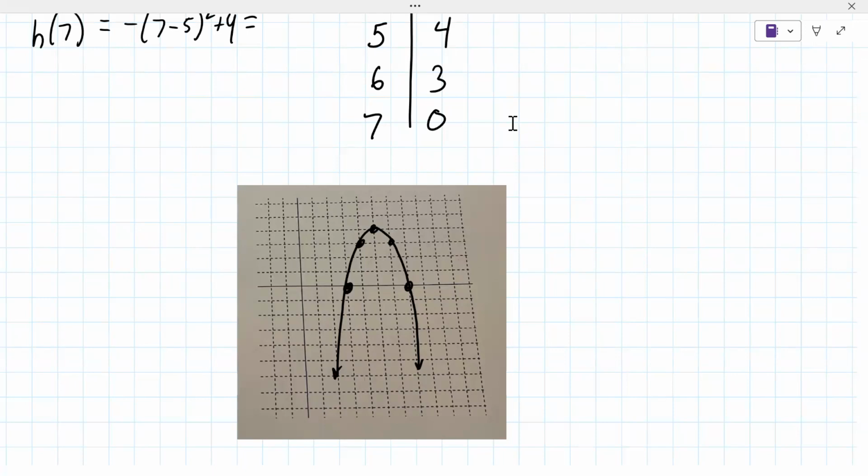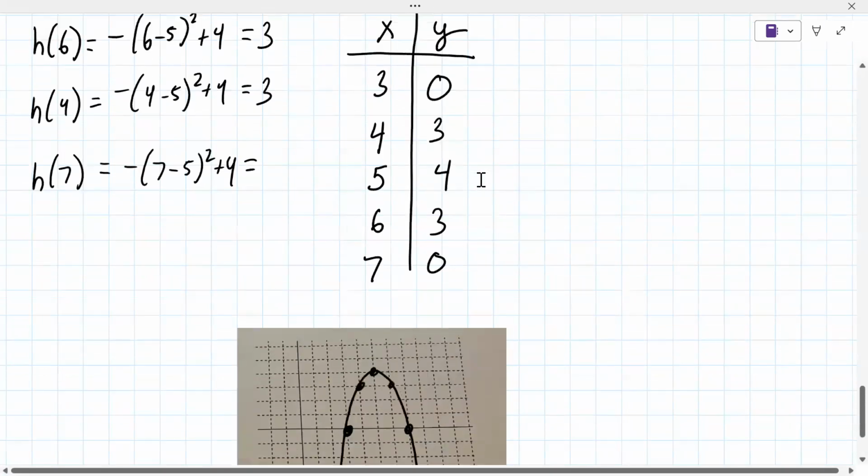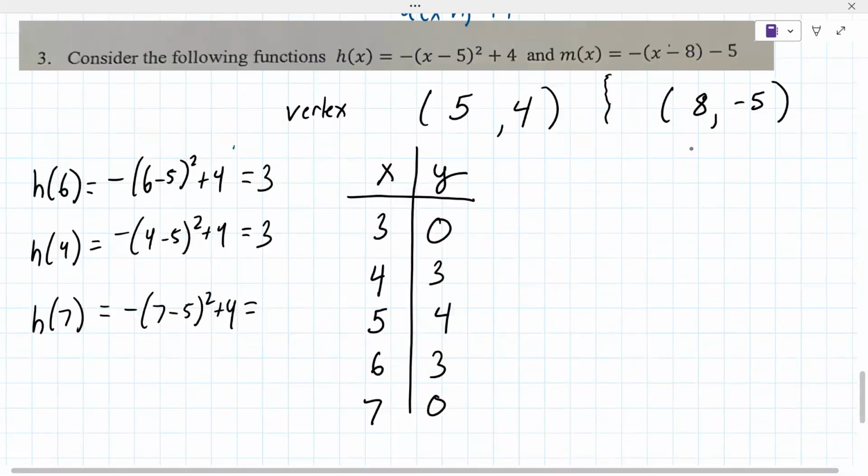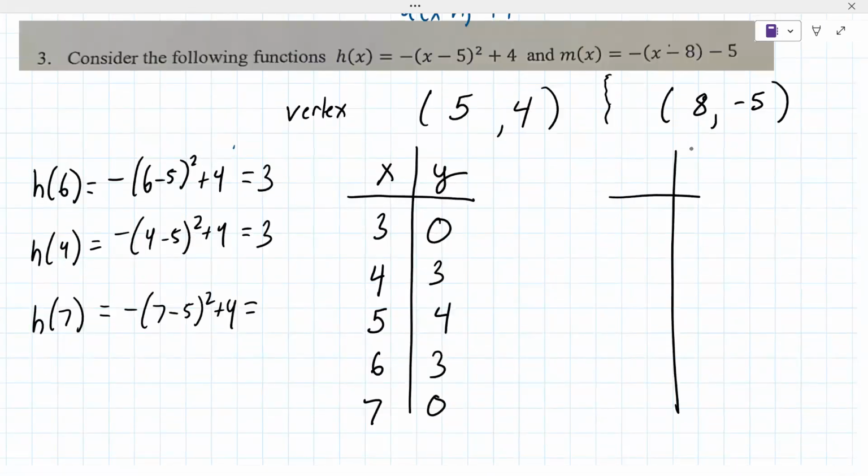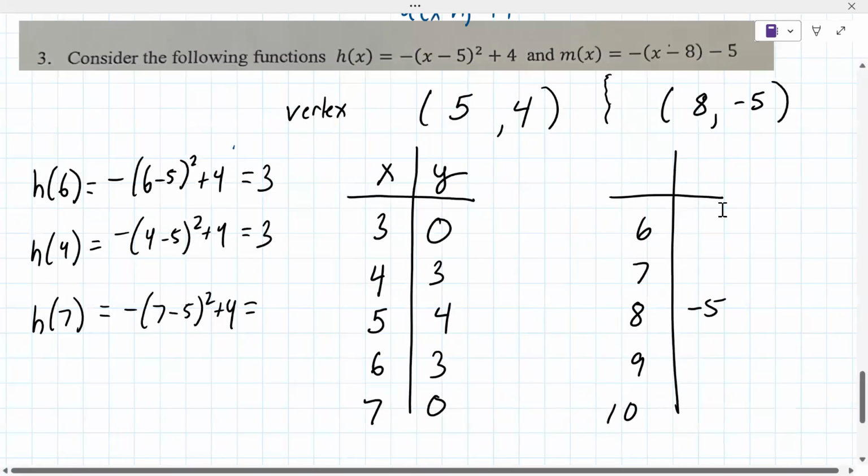Okay, so now for the other one, the m of x, it's the same thing. You go right to the vertex, you put that in the middle, and then you choose points two smaller, two larger. All right, so I would like for you to give me the results for putting 9 and 10 into this function here. Okay.